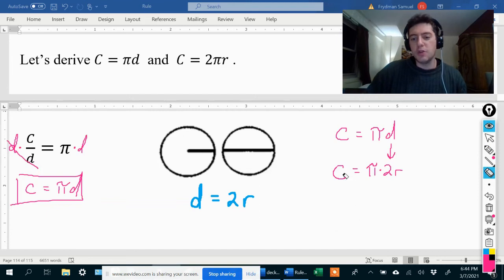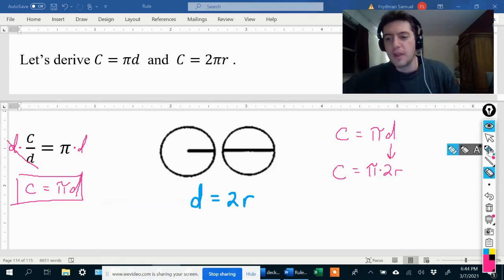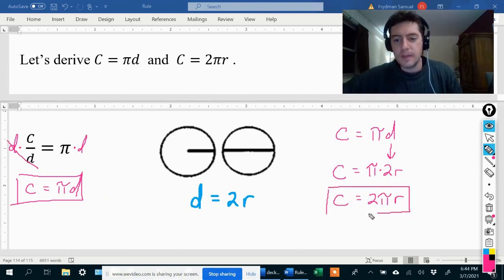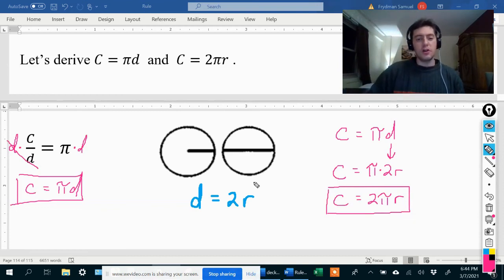So C equals pi times 2r is exactly the same as C equals 2 times pi times r. And that's how it's usually written. And that's how I have it written over here. Okay, so those are the first two circle equations that we're going to derive. They're the only two that we're going to derive in this video. We'll save area for another video.